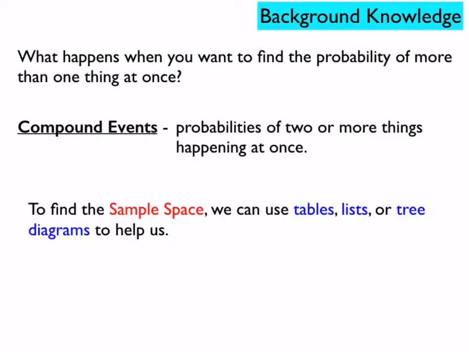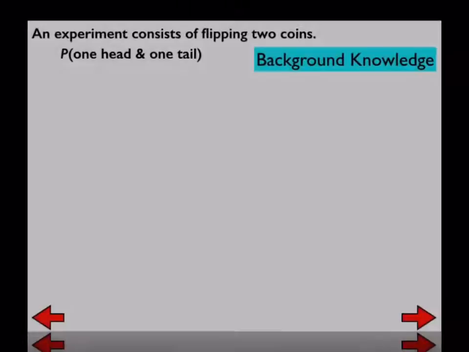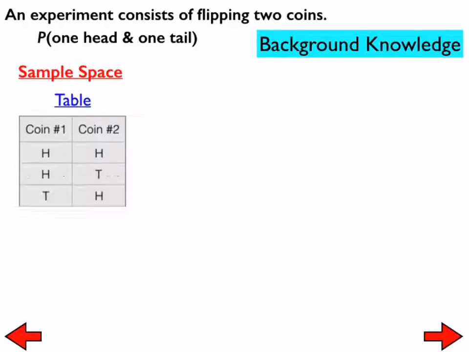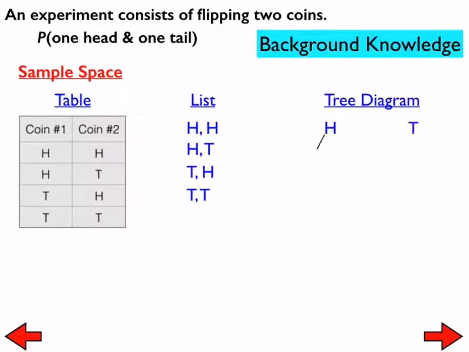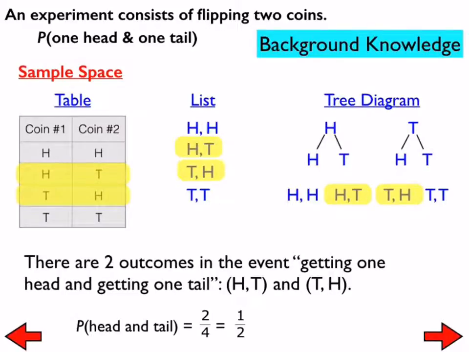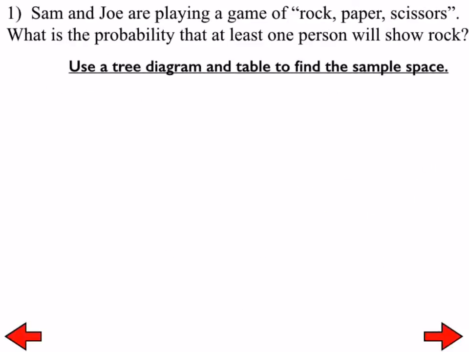Then we defined last lesson what compound events are. And then we've talked about tables and lists and tree diagrams as far as finding the sample space, like in this one right here. Once we have that sample space, actually finding the probability is pretty simple. Just make sure if you write your probability as a fraction, which is the preferred, that you simplify that probability. All right, here we go.